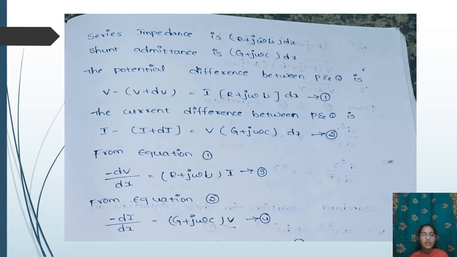From equation 1, minus dV by dx equals (R plus j omega L) into I. Let me consider it as the third equation. Similarly, from equation 2, minus dI by dx equals (G plus j omega C) into V. This is equation 4.